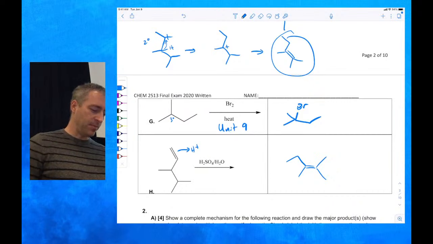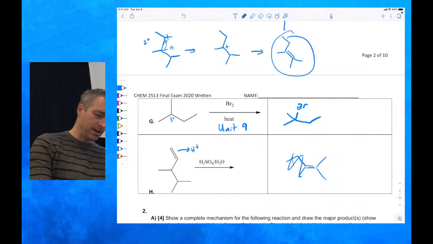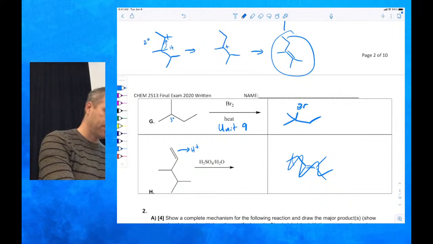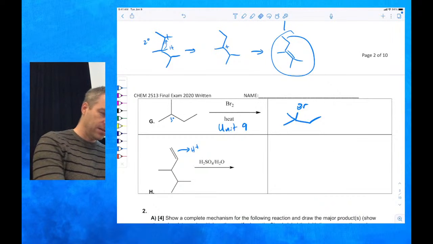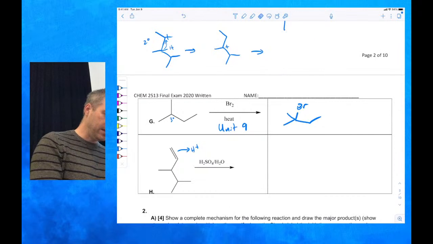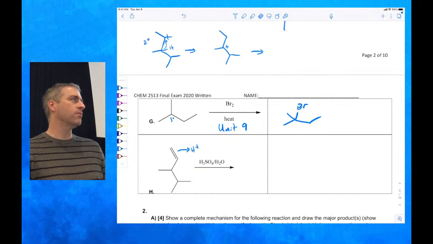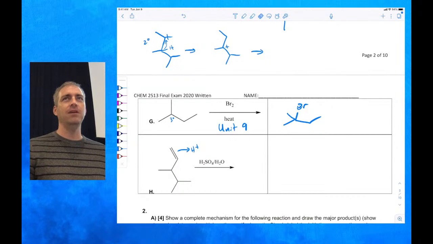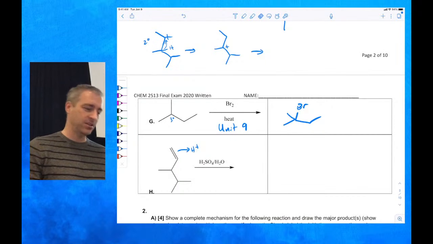So this is an example. No, that's not right, is it? I saw sulfuric acid and my mind went to elimination. That's not elimination. This is 50% water and sulfuric acid. This is a mix of water and sulfuric acid. This is a chapter 8 reaction. This is an addition reaction.